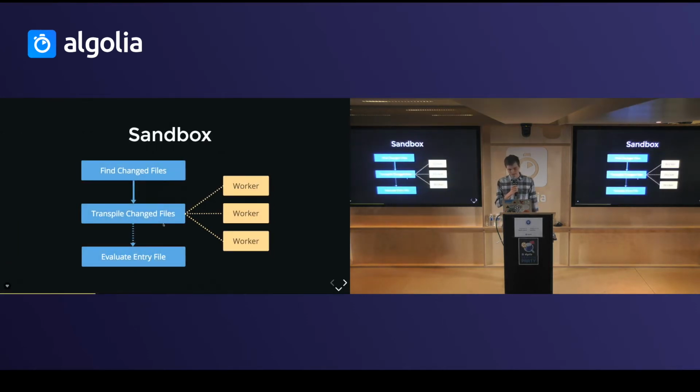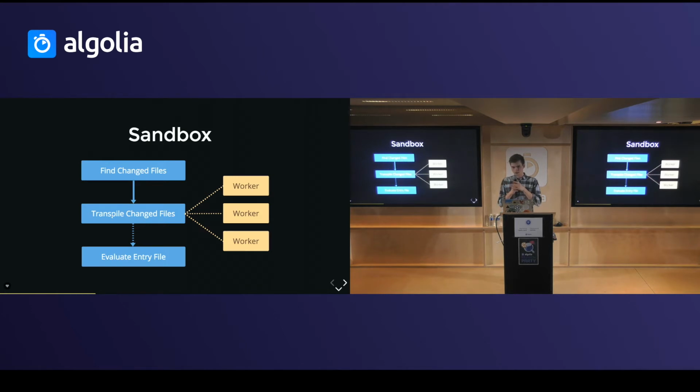In the sandbox, when we get the code, we first get a delta. So we check which files have changed. Then we transpile those files. And we do this using web workers, so it all happens in parallel. And this part, the transpile, is asynchronous.